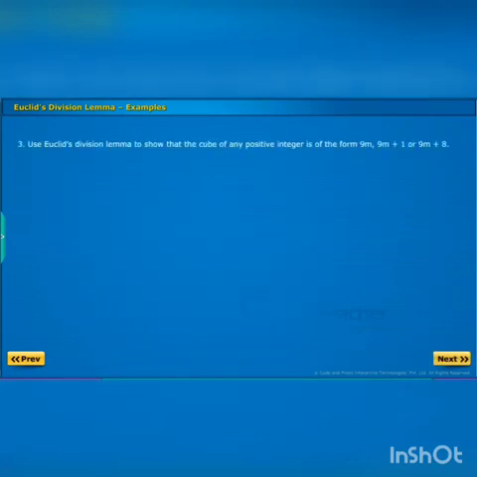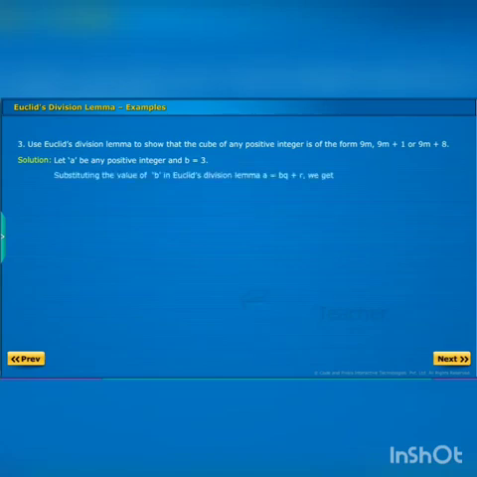Problem 3: Use Euclid's division lemma to show the cube of any positive integer is of the form 9m, 9m plus 1 or 9m plus 8. Solution. Let a be any positive integer and b equal to 3.